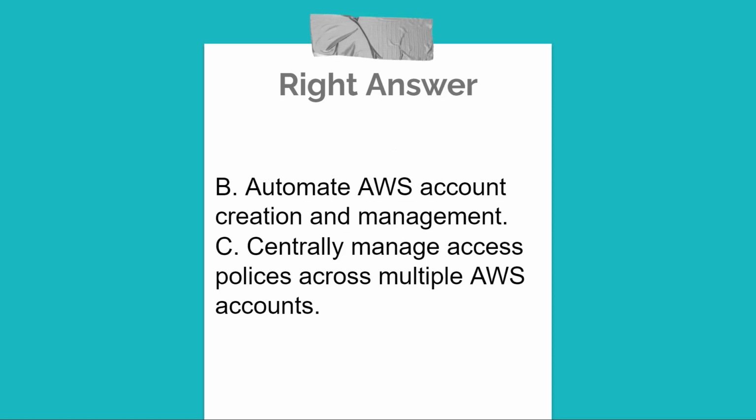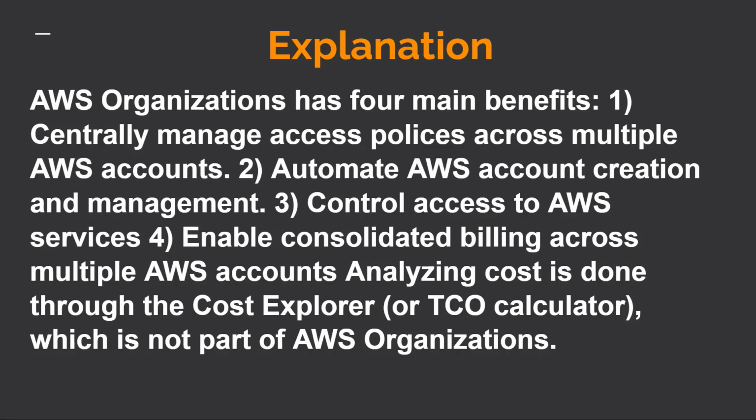Right answer is B. Automate AWS account creation and management. C. Centrally manage access policies across multiple AWS accounts. Explanation. AWS Organizations has 4 main benefits. 1. Centrally manage access policies across multiple AWS accounts. 2. Automate AWS account creation and management. 3. Control access to AWS services. 4. Enable consolidated billing across multiple AWS accounts. Analyzing cost is done through the Cost Explorer or TCO Calculator, which is not part of AWS Organizations.